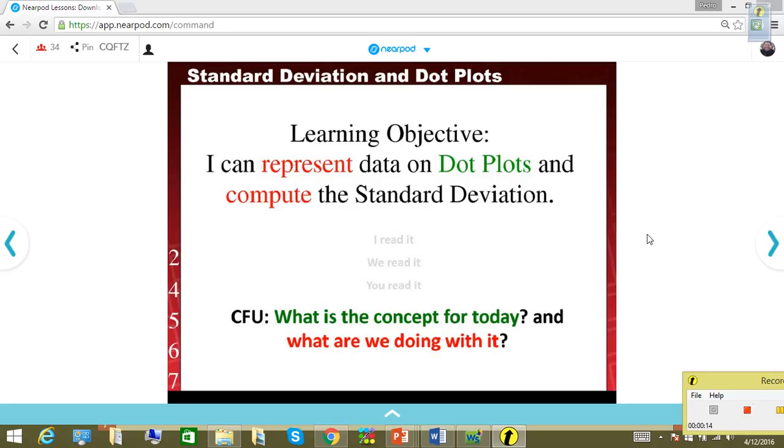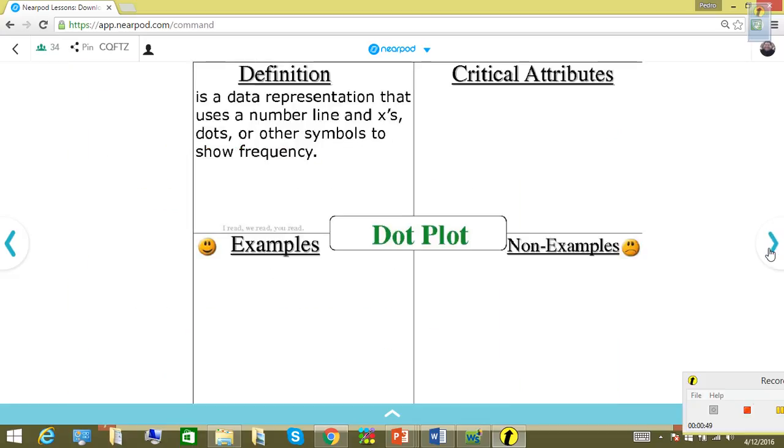All right, so our new concept for today is what, everyone? Dot plots. Very good. So, get a fair model for dot plots really quick. I'll leave the objective on the screen. I'm going to switch your screen on Nearpod. Here we go. So what are dot plots?